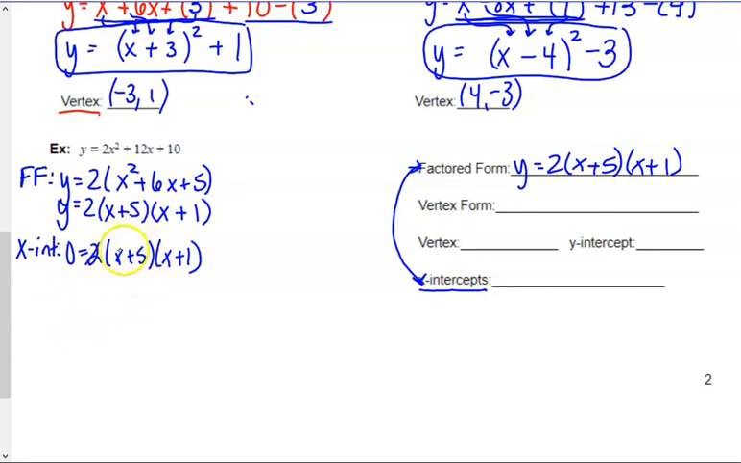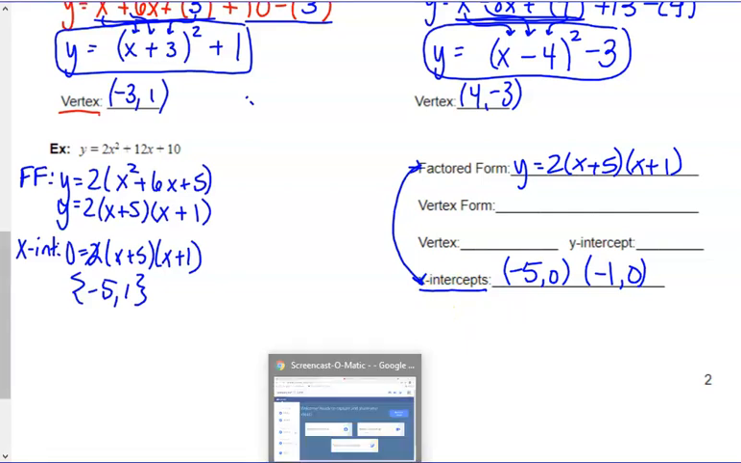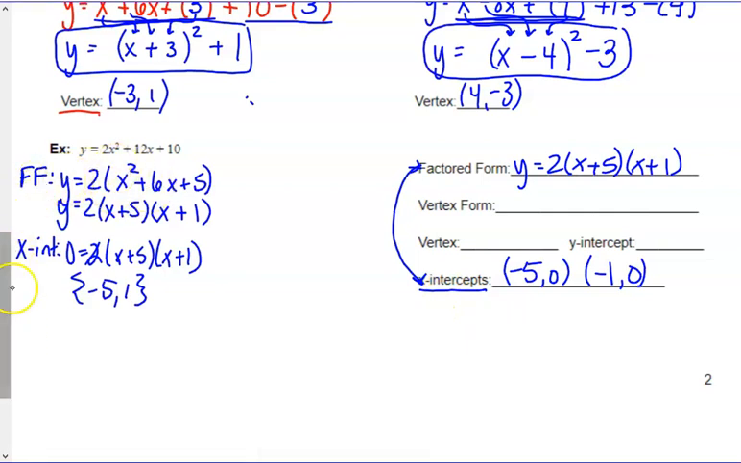But what number plus 5 is 0? That would be negative 5. What number plus 1 is 0? That would be negative 1. Now, you'll have to watch the way that the program asks you for the answer. They may ask you to answer it as negative 5 and negative 1. But if it asks you for points, please make sure that you do it as ordered pairs. X is negative 5, negative 1, and the y values are 0 when you're finding x-intercepts. Okay? So the factored form leads very nicely to the x-intercepts.